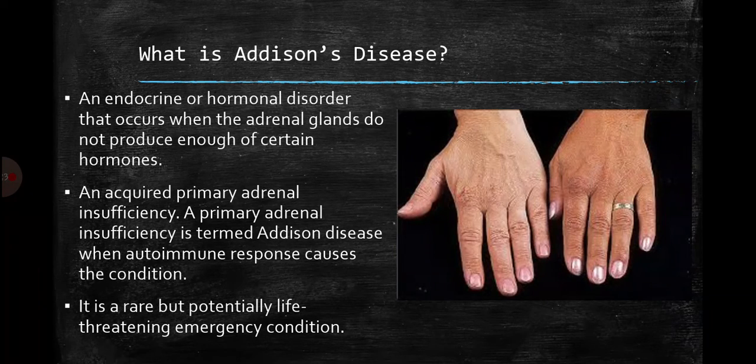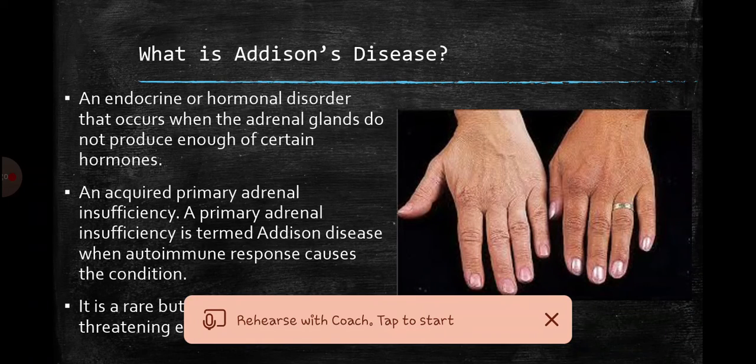What is Addison's disease? An endocrine or hormonal disorder that occurs when the adrenal glands do not produce enough of certain hormones. An acquired primary adrenal insufficiency. A primary adrenal insufficiency is termed Addison's disease when an autoimmune response causes the condition. It is a rare but potentially life-threatening emergency condition.